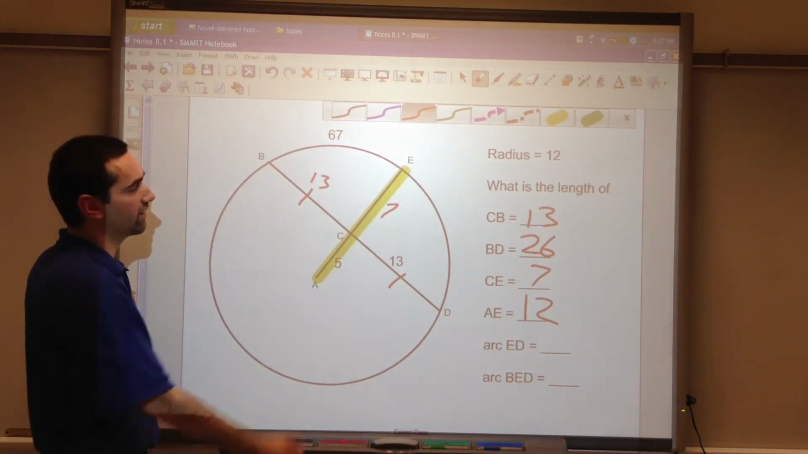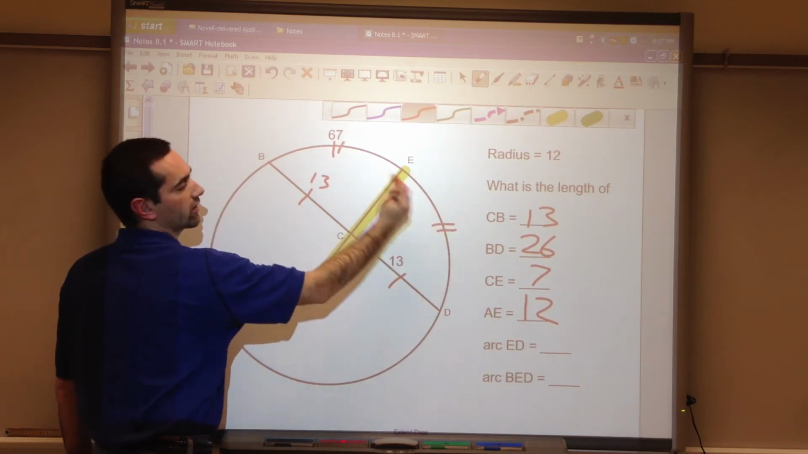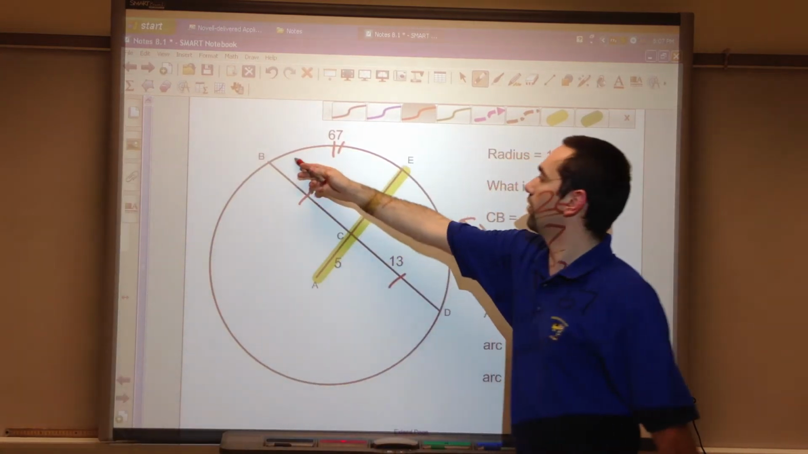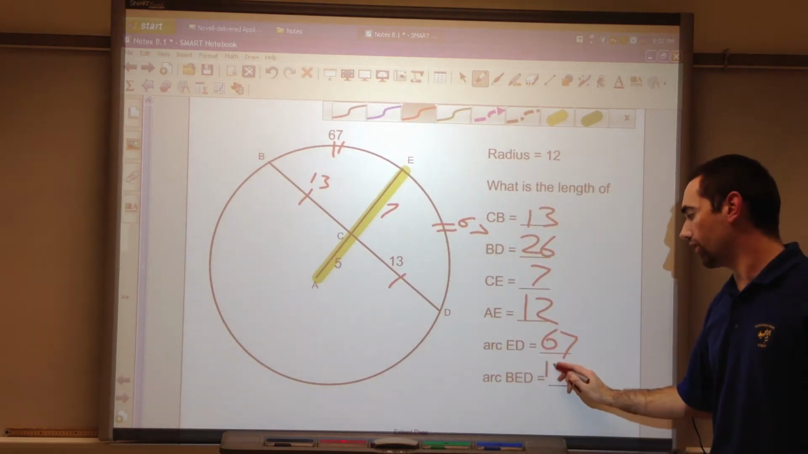Arc ED, that's this arc. It's congruent to this arc, 67. And arc BED is the full arc. That is 134.